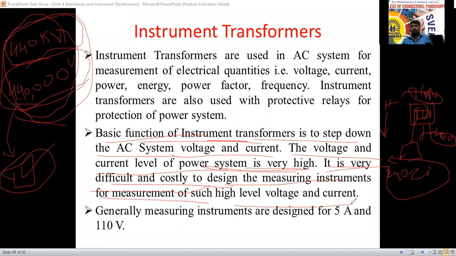Generally, for the current transformer, we are going to bring the current from a higher current to a lower current, that is up to 5 ampere. From the potential transformer, we bring the higher voltage down to 110 volts. Generally, the measuring instruments are designed for 5 ampere and 110 volts. So this is the basic introduction of the instrument transformers.